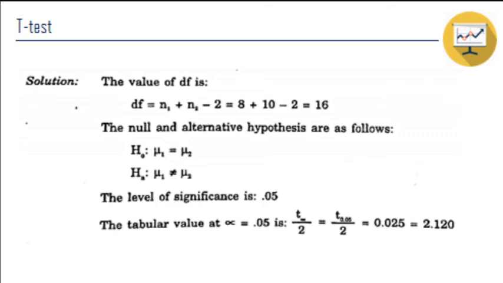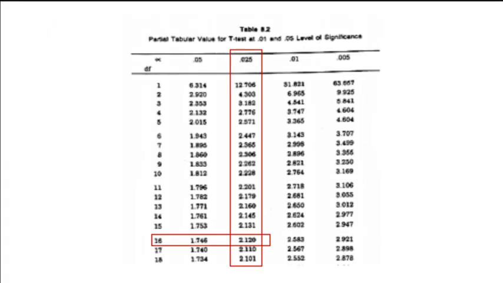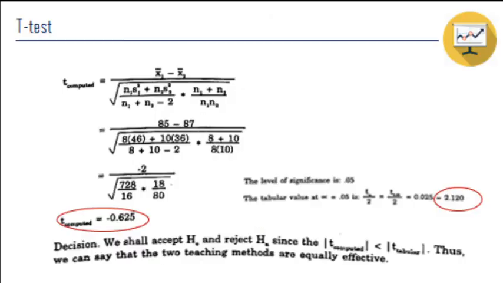So, I hope na gets nyo kung bakit natin dinivide ng 2, kasi ang alternative hypothesis natin is not equal to. It means that dalawa ang rejection region natin, or it means na two-tailed test siya. Okay, so kaya nga ang kinuha natin dito is yung intersection ng 16 and 0.025. So, ang tabular value natin is 2.120.